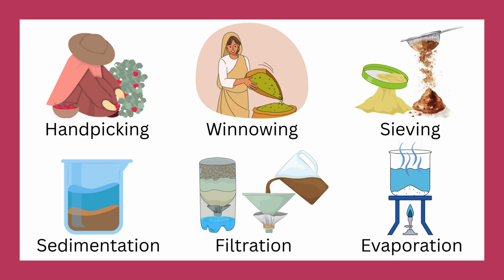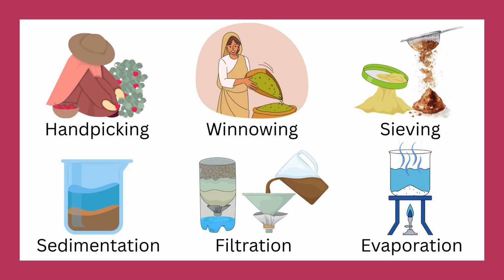Sieving. To get fine flour, you can use a sieve. The small flour particles pass through the holes, but the bigger pieces are left behind. Sedimentation and decantation. If you have muddy water, let it stand still. The heavier mud will settle at the bottom. This is sedimentation. Then you can gently pour the clear water off the top. This is decantation.